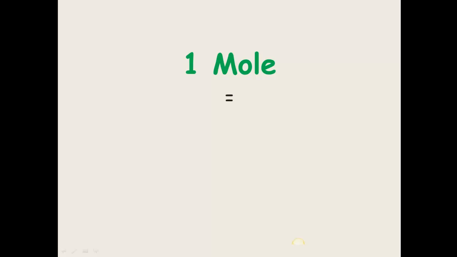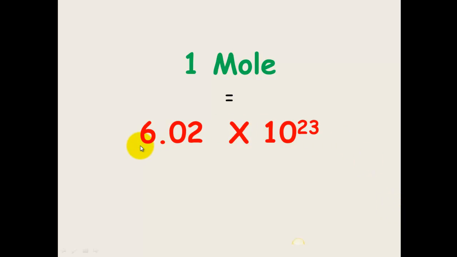Okay, so 1 mole equals 6.02 by 10 to the 23rd of anything. When you're counting atoms or molecules, because they're so small, we say that 1 mole is equivalent to 6.02 by 10 to the 23rd. It's simply just a counting tool.